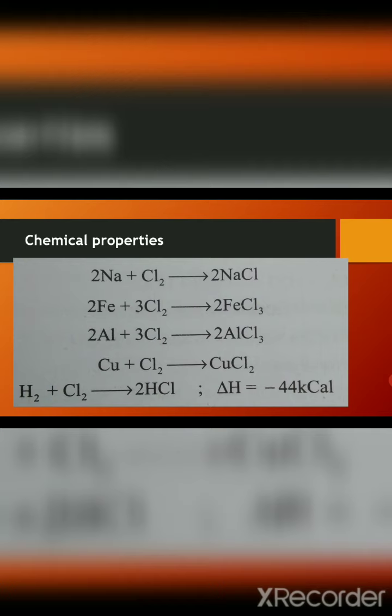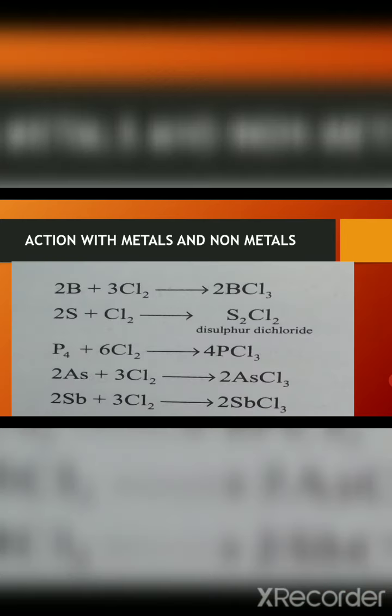It reacts with metals and nonmetals to give the corresponding chlorides. For example, chlorine reacts with Na, sodium, it gives sodium chloride. Chlorine reacts with iron, Fe, it gives FeCl3. When it reacts with aluminium, Al, it gives AlCl3. When chlorine reacts with copper, it gives copper chloride, CuCl2. And then chlorine reacts with hydrogen, H2, it gives 2HCl, hydrogen chloride. So these are all the chemical properties.